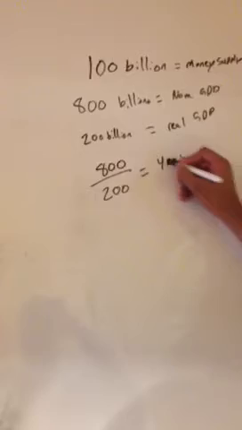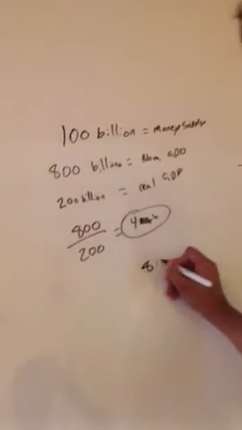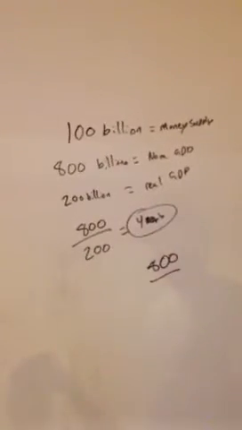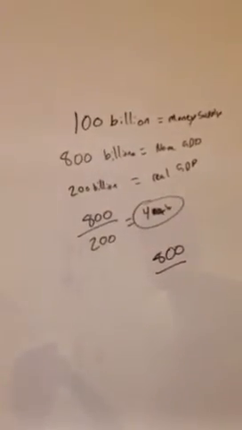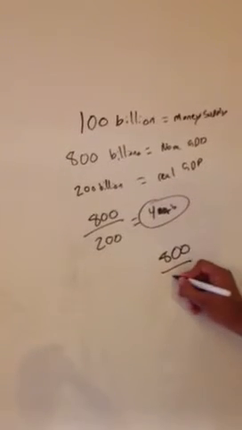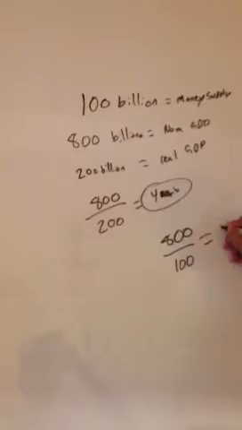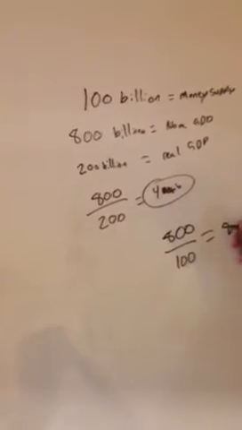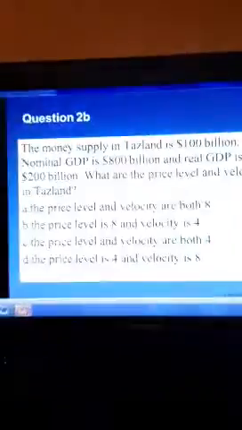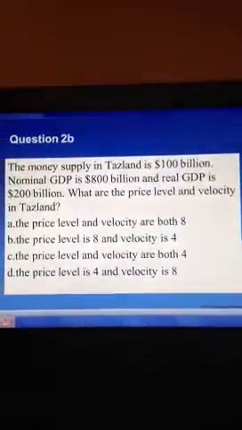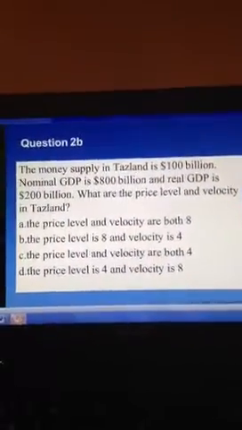Now in order to solve the velocity, you would have to get the nominal GDP, which is 800, and divide that by the money supply, which is 100 billion. And that gives you 8 as a velocity. So the only answer choice that gives the price level as 4 and the velocity as 8 is D, which is very simple.